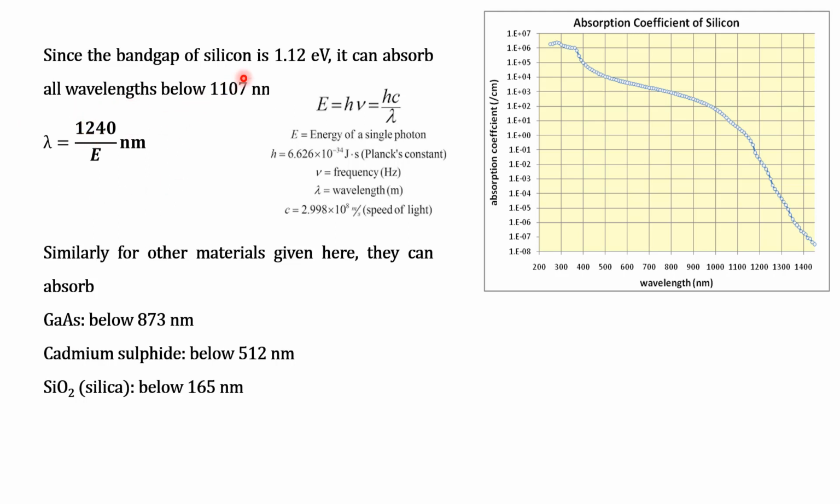If you substitute 1.1 you get 1107. If you substitute 1.5, you will get another value that is less than 1107, somewhere inside this graph. This means silicon can absorb everything less than 1107, gallium arsenide everything less than 873, and cadmium sulfide everything less than 500. But silica can absorb only below 165. Every wavelength above 165 will just go inside and come out through the other side. It won't absorb. Therefore, what will be the answer? Silica, right?